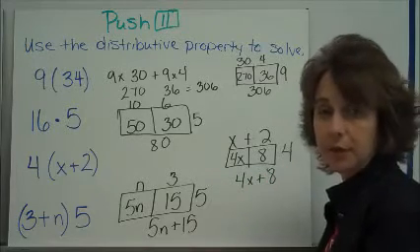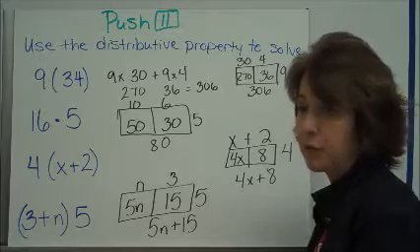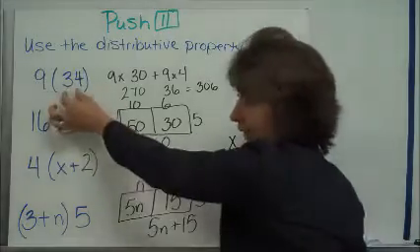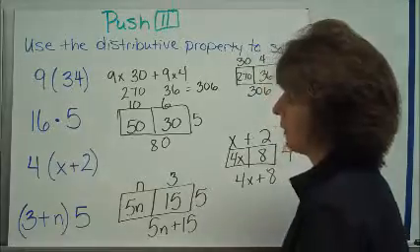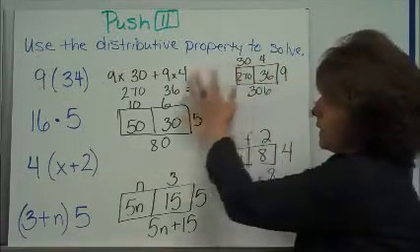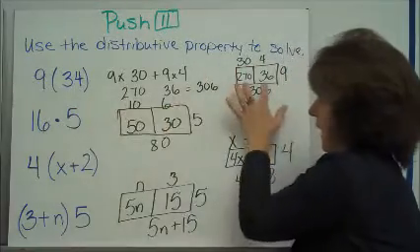So the distributive property says that you can multiply it by a number, or you can multiply it by two add-ins of that number, and then add the product.